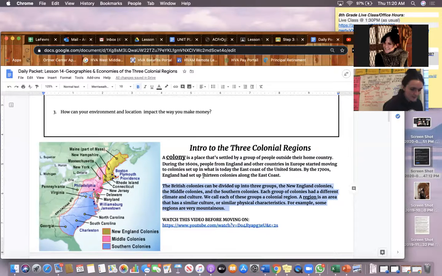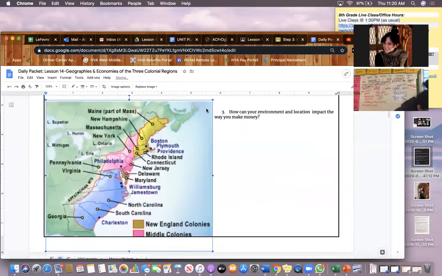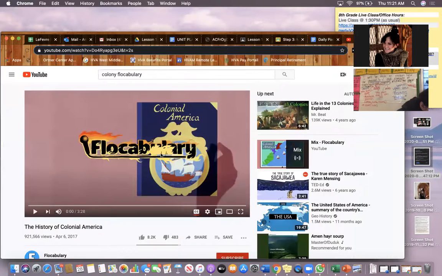So we can see from this map, we've got three colonial regions. We've got those New England colonies in yellow, the middle colonies in pink, and the southern colonies in blue. Let's watch a quick video to learn a little bit about what life was like in each region.